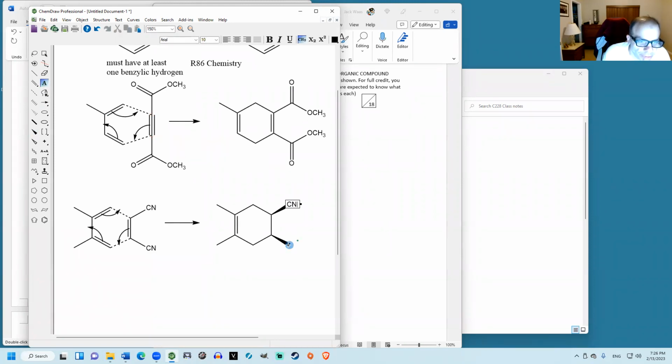Do we need to show the electron flow for the test? It depends how the question's phrased. If the question is a mechanism question, then yes, you need to show the electron flow. Otherwise, you have to do everything it says. You don't have to do anything it doesn't say. So that would be an example of one with stereochemistry.